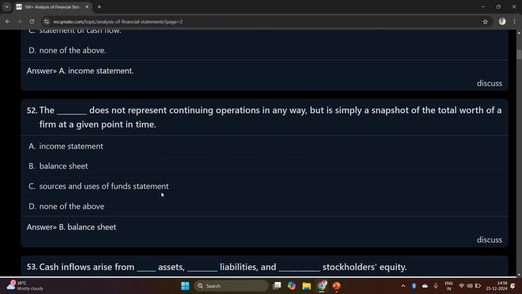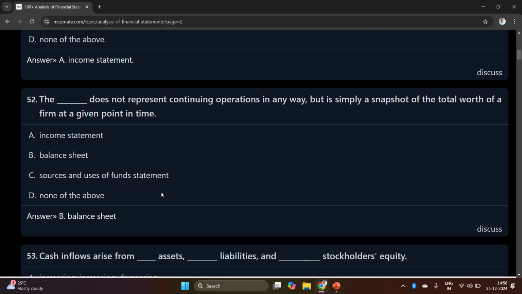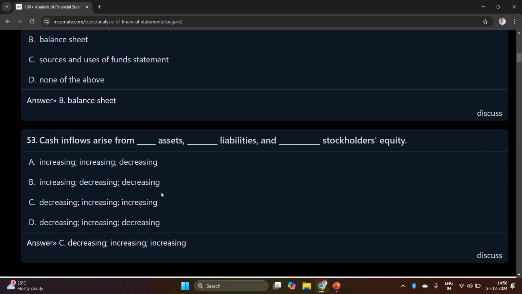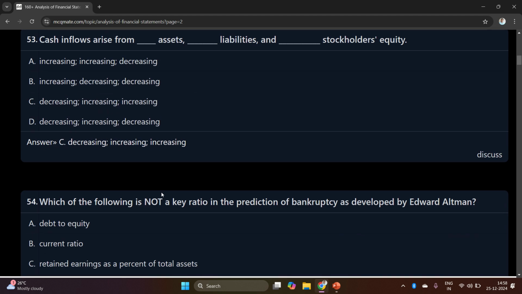The balance sheet does not represent continuing operations in any way, but is simply a snapshot of the total worth of the business at a given point in time. Cash inflow arises from decreasing assets, increasing liabilities, and increasing stockholders' equity.